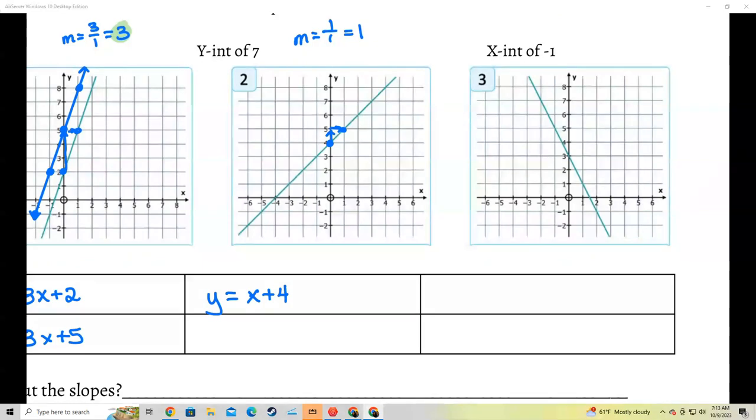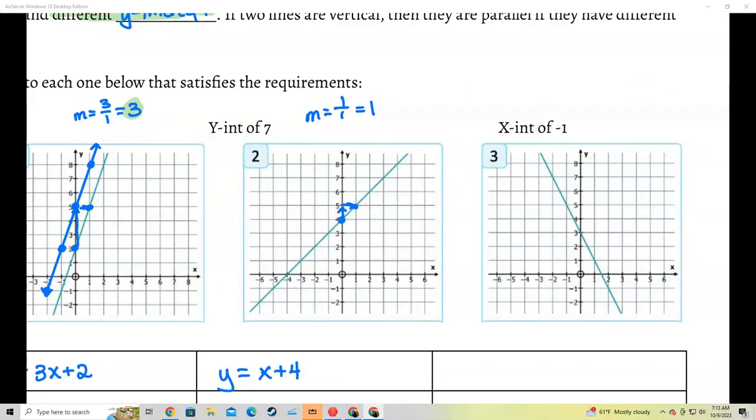The new line, I needed to do the same thing, but I needed to start at 7. So I needed to have a y-intercept of 7 and a slope of 1. So I'm going to start at 7, and a slope of 1 means go up 1, right 1, put a dot, up 1, right 1, put a dot. Same thing in the opposite direction. I'm going to go down 1, left 1, down 1, left 1, and I'm going to put these dots going straight across.